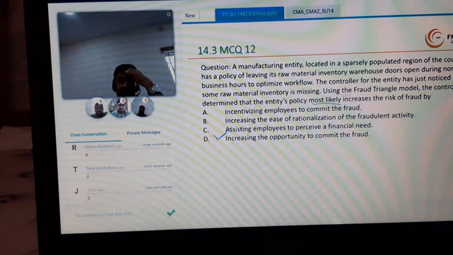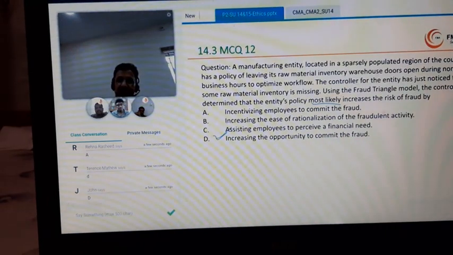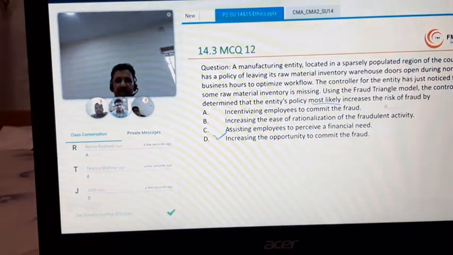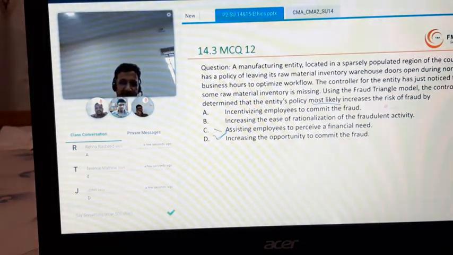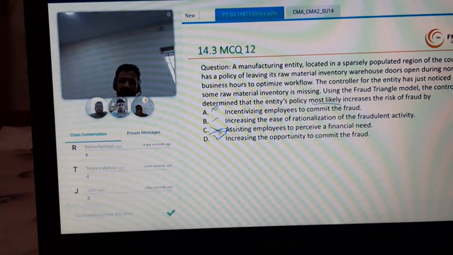Using the fraud triangle, the controller determined the entity's policy of keeping the doors open most likely increases the risk of fraud. Instead of "most likely", if they used any other word, then it would be ambiguous. You're not really incentivizing, but if things are kept open, anybody would really feel like tasting it, right? Increasing the ease of rationalization, or assisting employees to perceive a financial need, that definitely is wrong. These things are remote, but here you now have the easiness to commit that fraud.